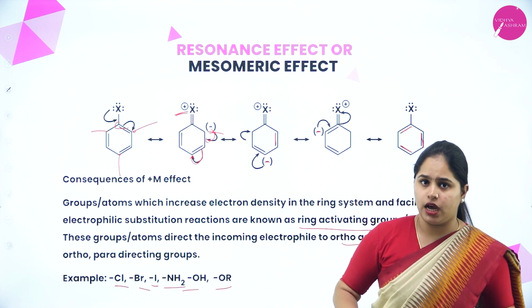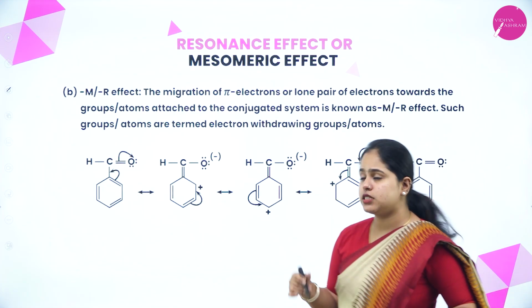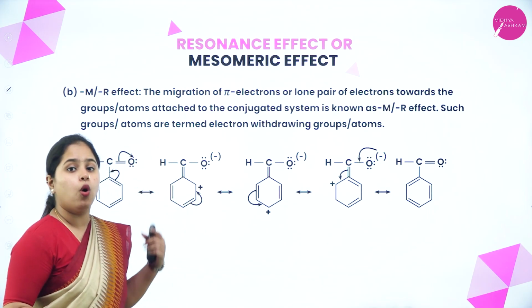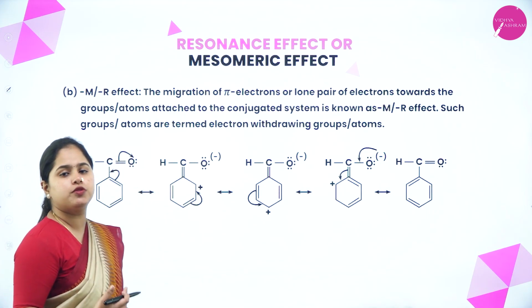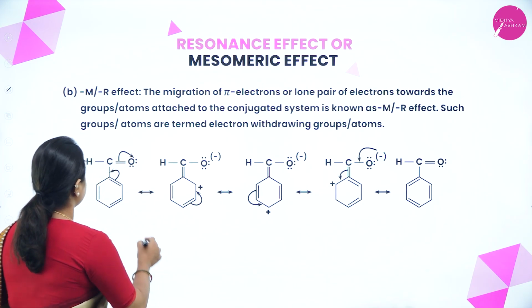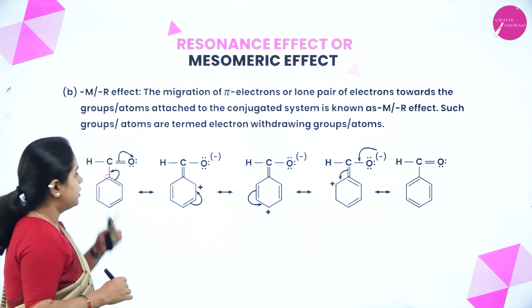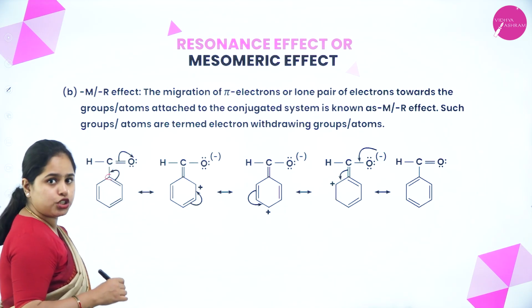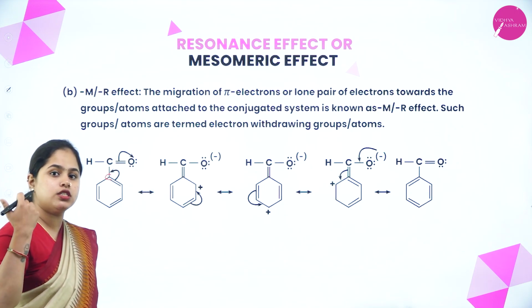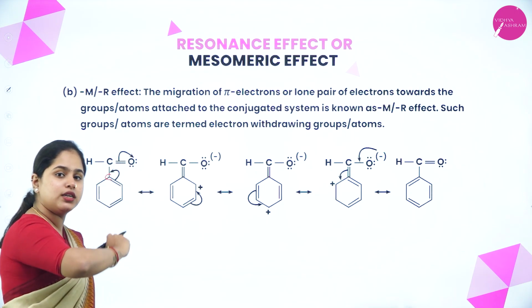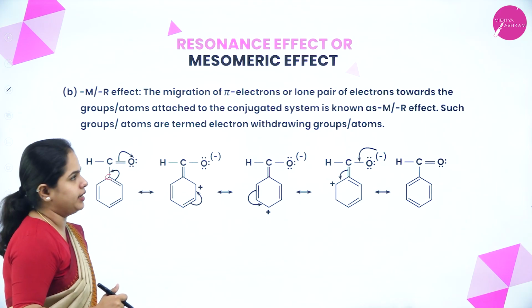Right? So this is plus R effect. Now moving on to the next one, that is minus R effect. That is the migration of pi electrons or lone pairs towards the groups which is attached to the conjugated system. As you can see here, a carbon atom is here. This is the attached group here. The attached group will take up the electrons, or the pi electrons or lone pairs will be moving towards the group which is attached here.